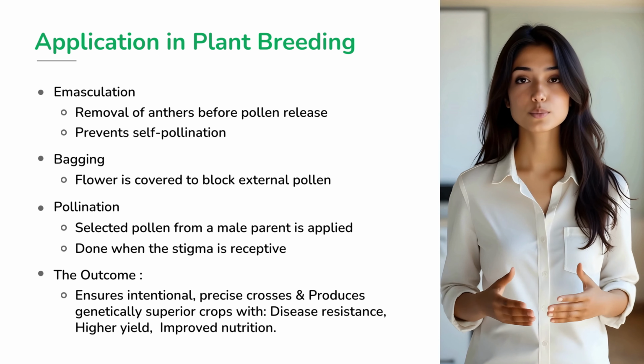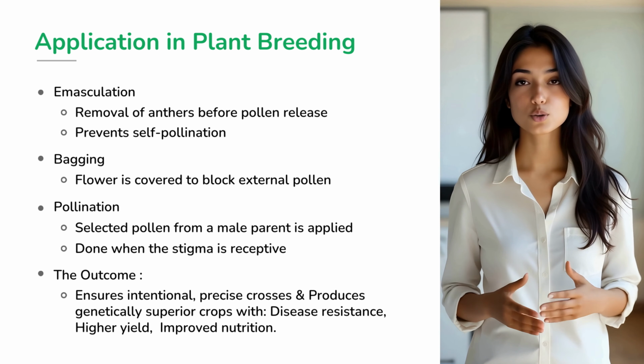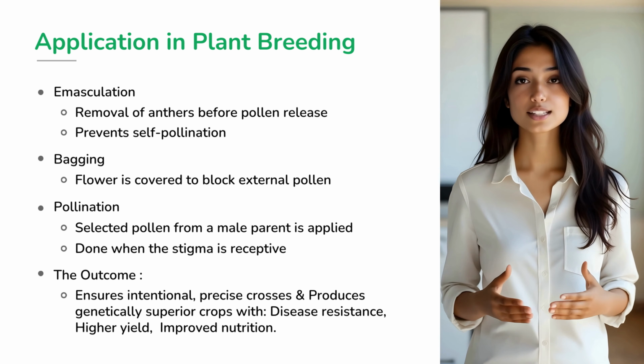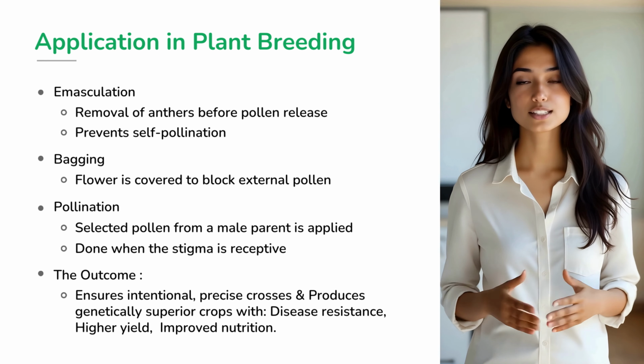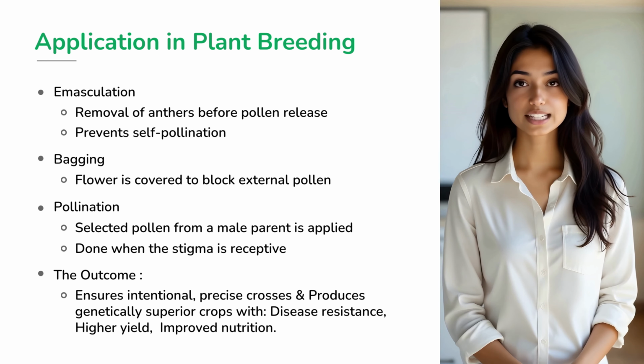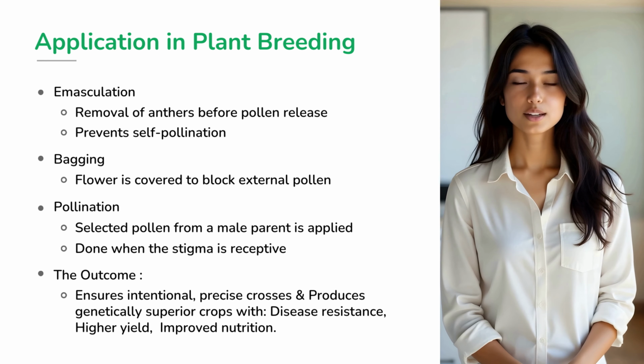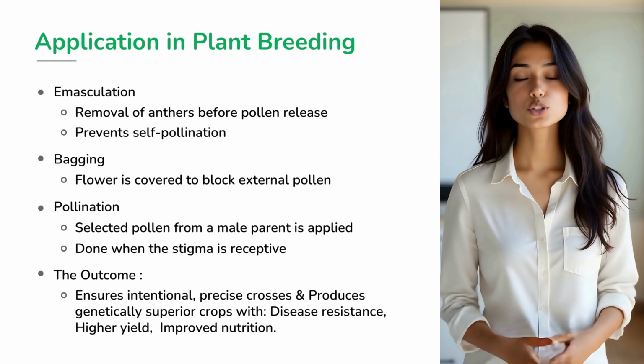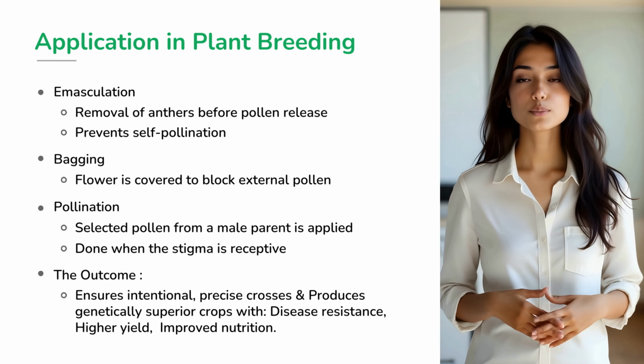The result? Genetically superior crops with desired traits like disease resistance, higher yields, and improved nutrition. Artificial hybridization is not just a method, it's a powerful tool driving the future of sustainable agriculture.